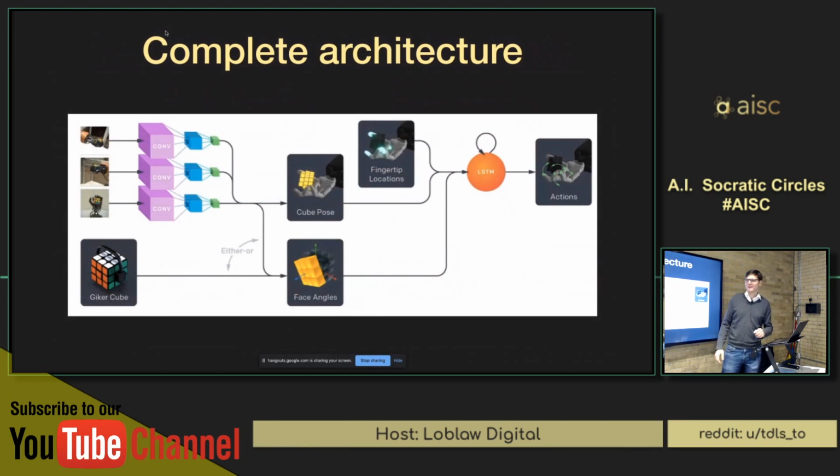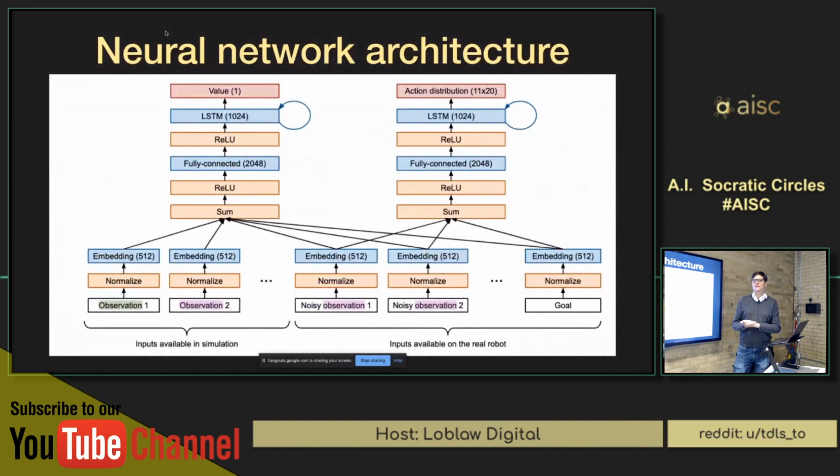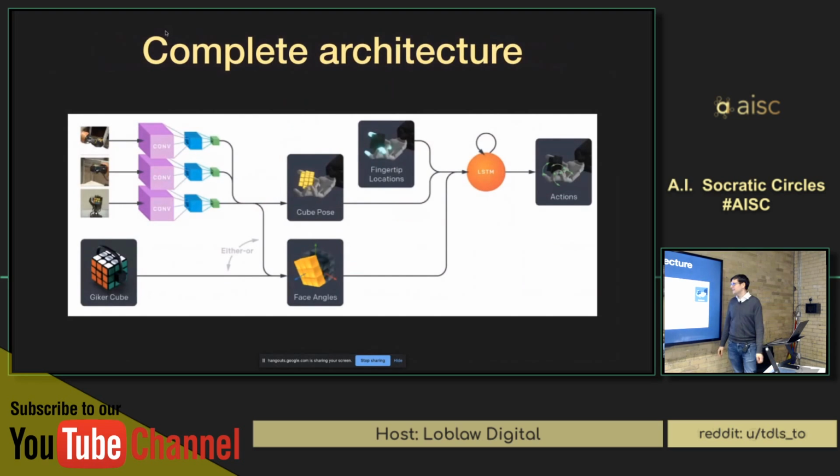Hi, okay, welcome back, everybody. So this is what the neural network architecture looks like for the actor and for the critic. And this is again what the whole architecture of the reinforcement learning agent, or of this robot, looks like.